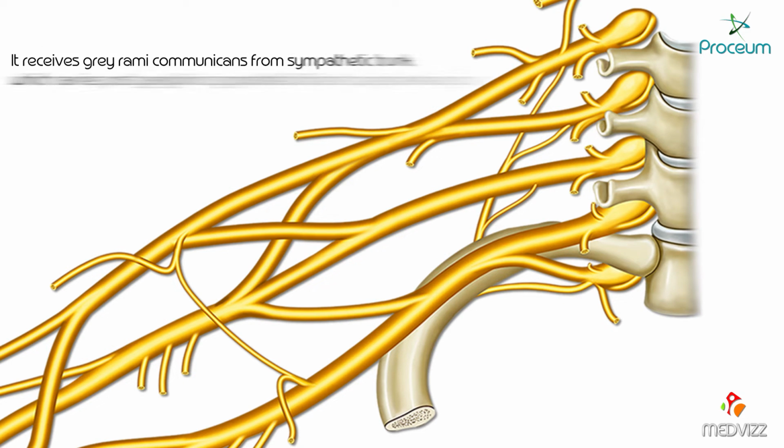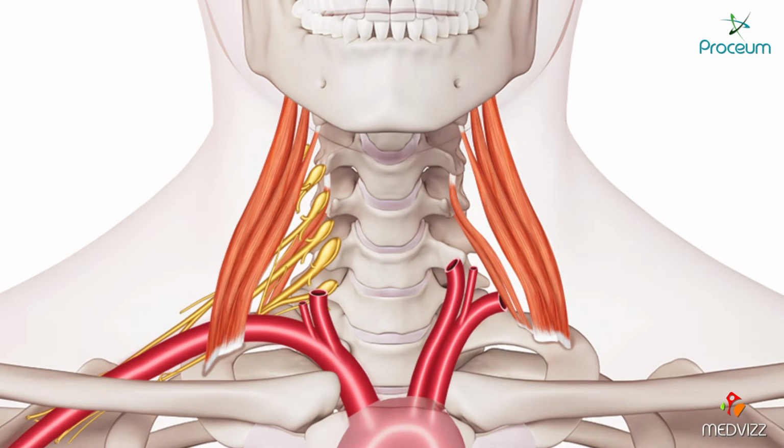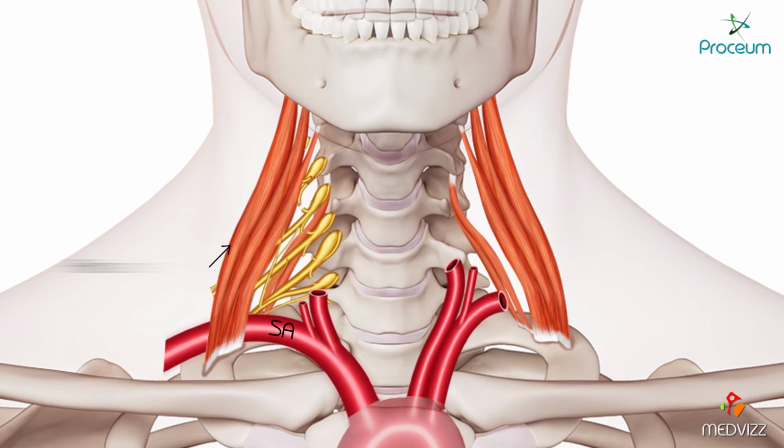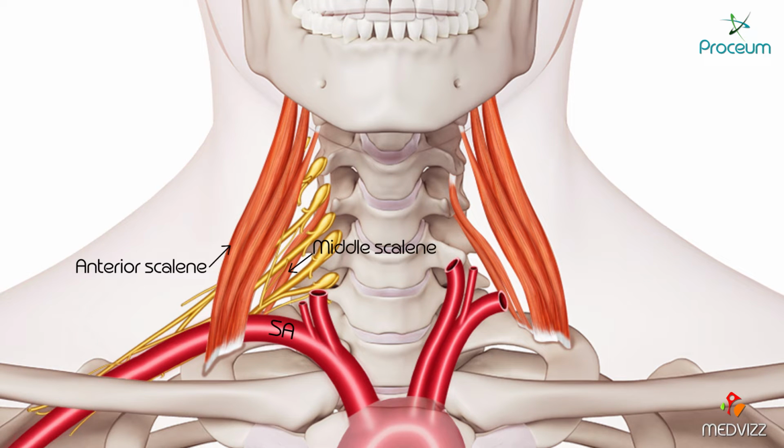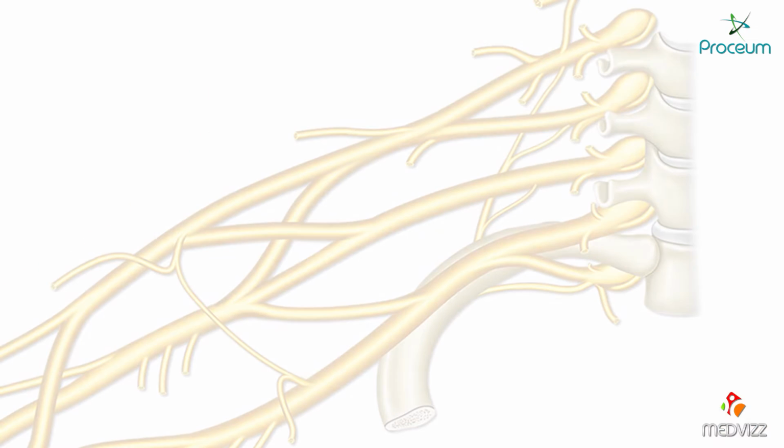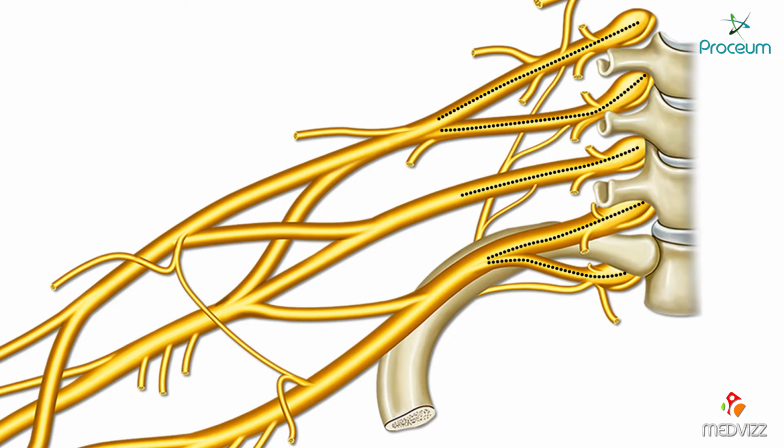Here it receives gray rami communicantes from the sympathetic trunk, which carry the postganglionic sympathetic fibers to the peripheral region, and it passes between the anterior as well as the middle scalene muscles to enter the posterior triangle of the neck. The roots of the brachial plexus join to form trunks.